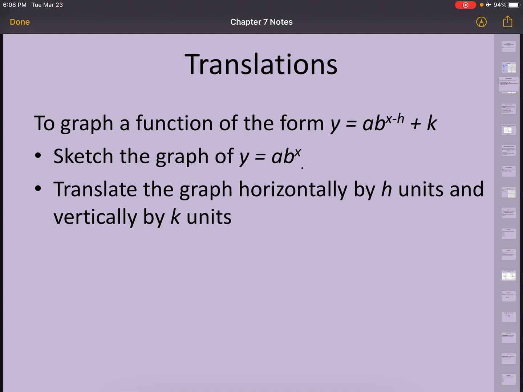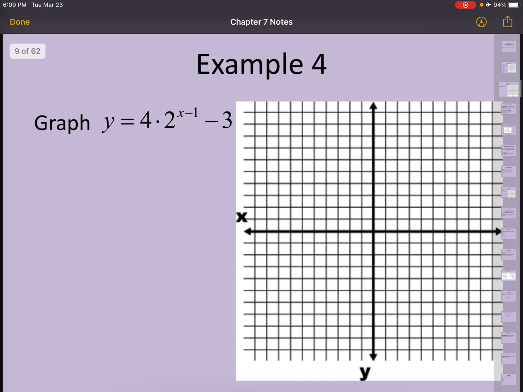Translation: we can actually translate or move around these exponential functions on the coordinate grid. So to graph a function of the form y equals a times b with an exponent of x minus h plus k, we're going to first sketch the graph of the normal exponential equation y equals a times b to the x, and then translate the graph horizontally by h units and vertically by k units. We've done this all before, when we graphed absolute value functions, or the v's. So moving it horizontally h units and vertically k units. So let's do that in example 4.